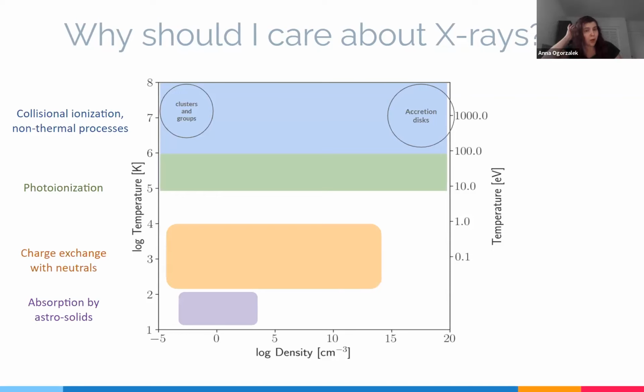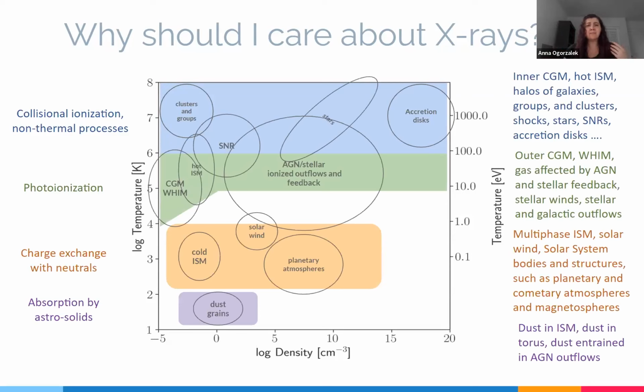X-rays can actually be produced through other processes, such as, for example, photoionization, charge exchange, or absorption from environments that are orders of magnitude colder than one might think. So this opens up studies of many astrophysical environments as listed here. So anything from dust, cold ISM, solar wind, atmospheres of planets, gaseous halos of galaxies, places where stellar or AGN feedback happen, or as the cosmologists were mentioning again yesterday, the nasty baryonic effects that are messing up their measurements.